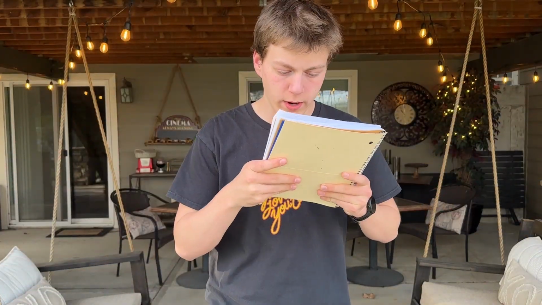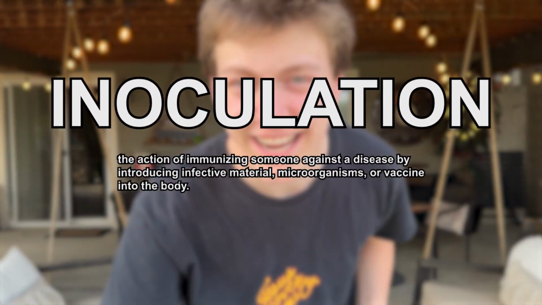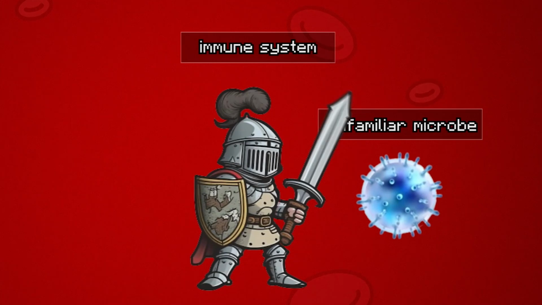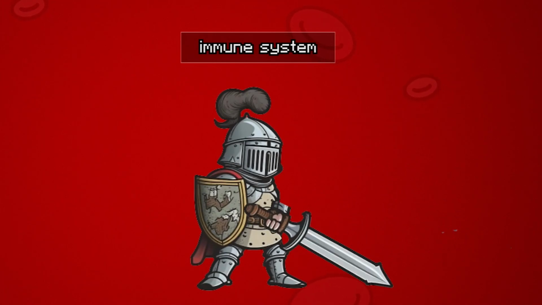Imagination. No, wait. Inoculation. When unfamiliar microbes enter our bodies, the immune system activates a series of responses to figure out what they are and get rid of it. Now, these responses also trigger our adaptive immunity.